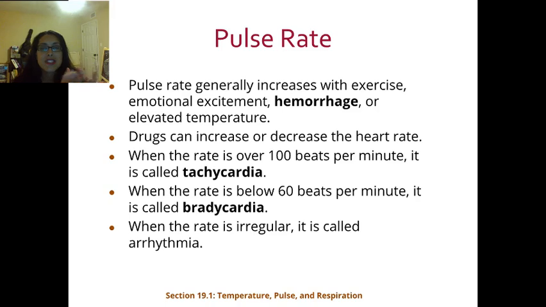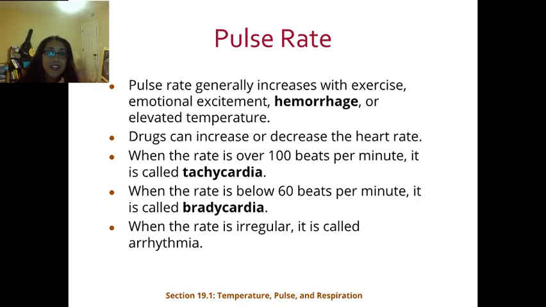So, alright, let's get back to the pulse rate. It generally increases with exercise, emotional excitement, hemorrhage, or elevated temperature. So your heart rate is going to go up for any of these conditions. Hemorrhage means when you bleed out a lot. So I'm talking about a good amount of blood.